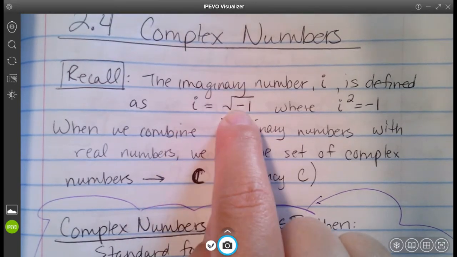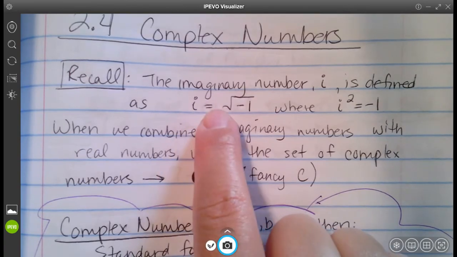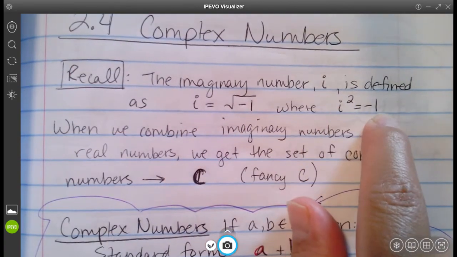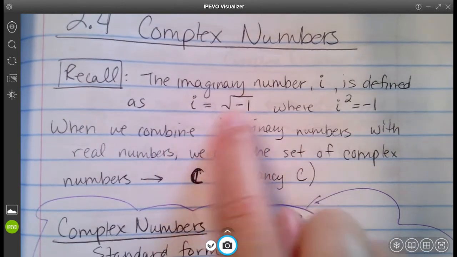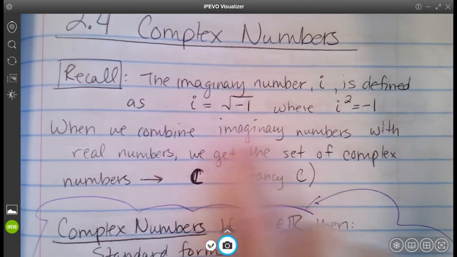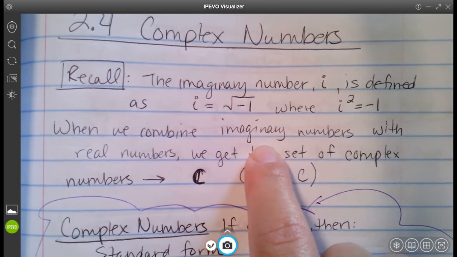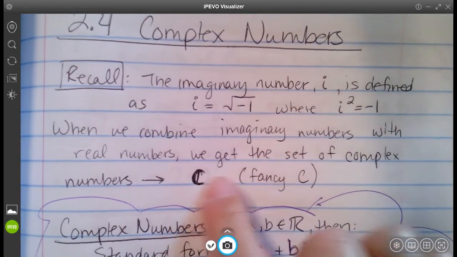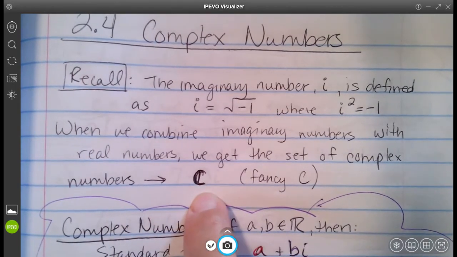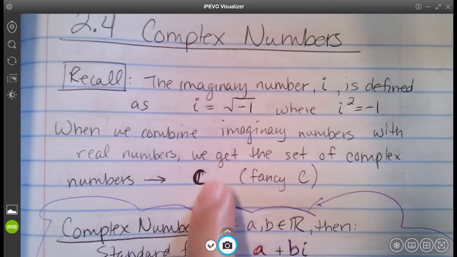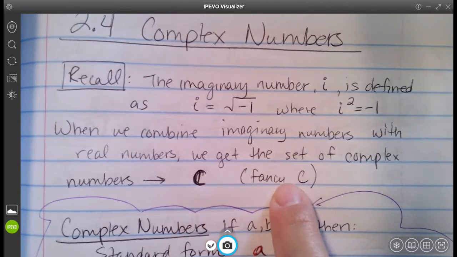So this number is called the imaginary number i. And this leads right into the fact that i squared would be equal to -1, since if you square both sides right here, you get i squared and -1. So when we combine imaginary numbers with the real numbers, we get this whole new set of complex numbers. It looks kind of like a C with a little vertical line going through it.